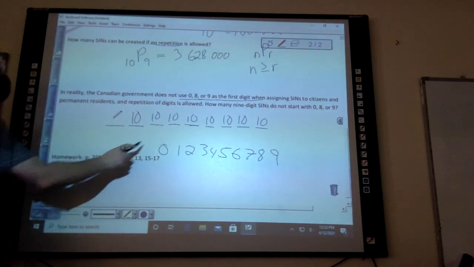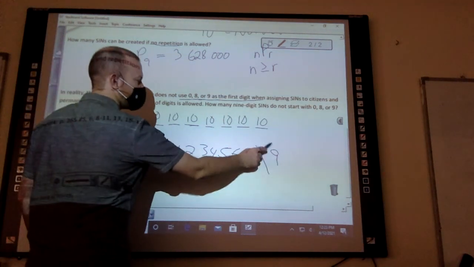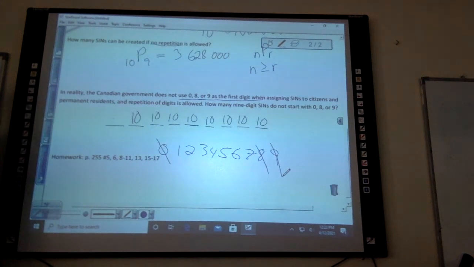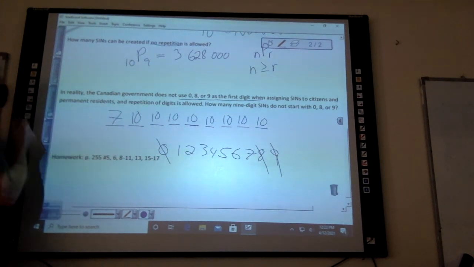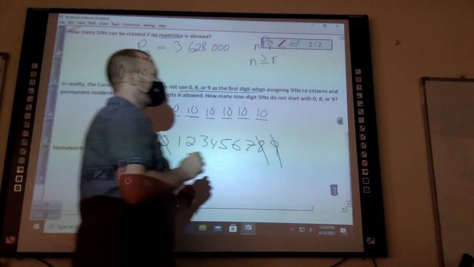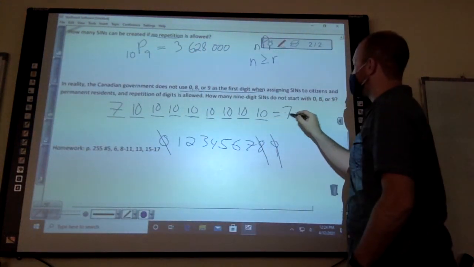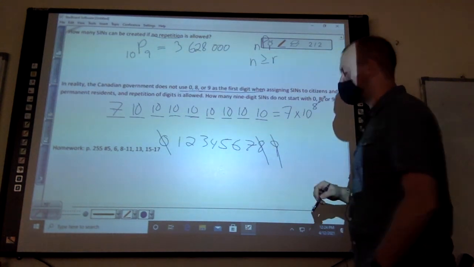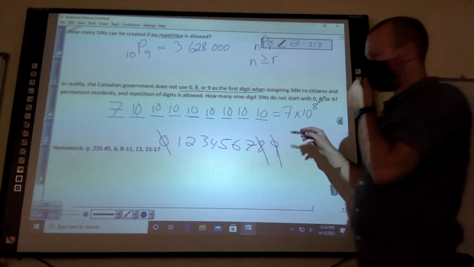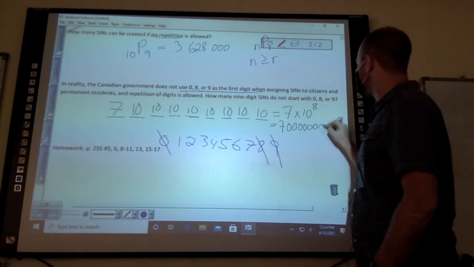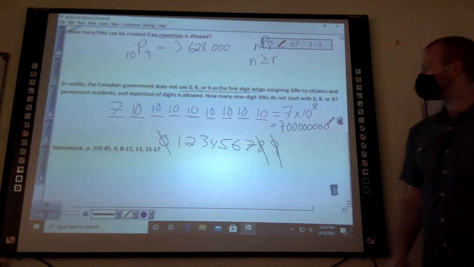So if for the first digit we're told we can't have a 0, we can't have an 8, and we can't have a 9, how many options do I have left to go here? Yeah. So I've only got 7 options for the first one, but the rest can all be 10. And then you just multiply those together. So this will equal 7 times 10 to the power of 8. And if you wanted to write that out, you could write it as 700 million. But either one's fine.